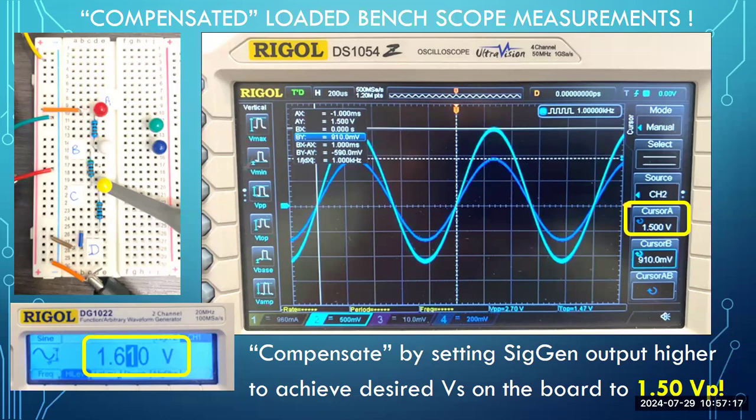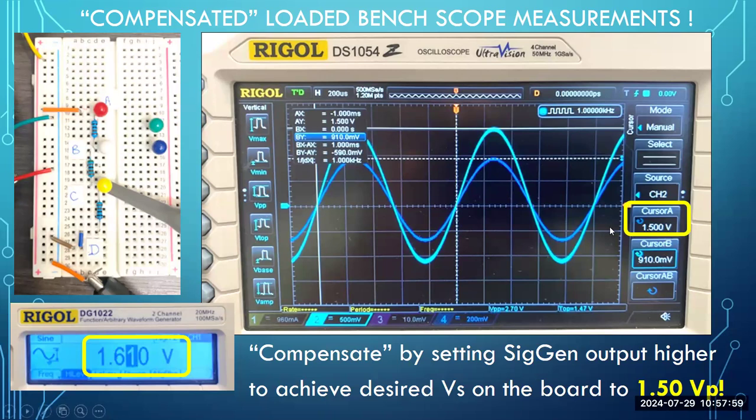What that means is, if you look at the circuitry on the left, I have continuity. The orange jumper wire is in place. I have the circuit of 3 resistors loading my power rails. And what I can do is, on my signal generator, bump it up a little bit. So I'm nudging it up instead of the 1.5, to 1.61 volts peak, a little higher, in order to achieve what on my scope, as well as my board? Take a look at my cursor A. My cursor A shows 1.50 volts peak.